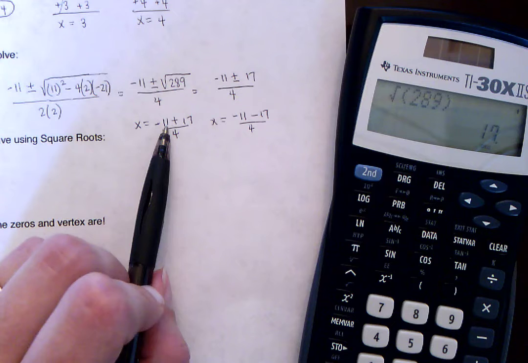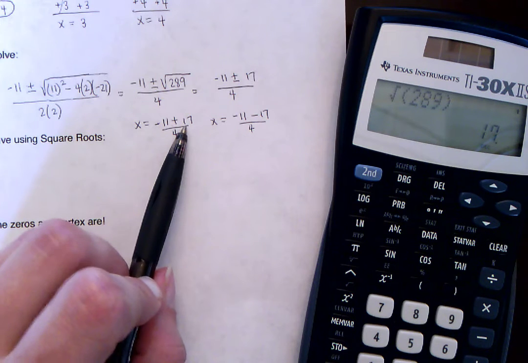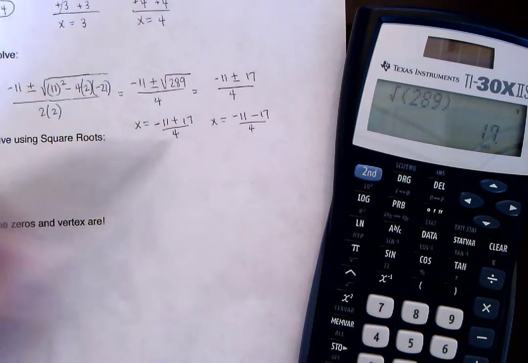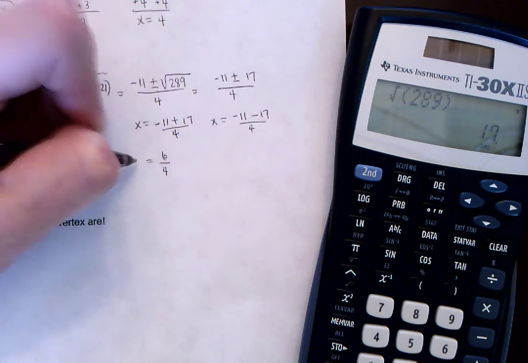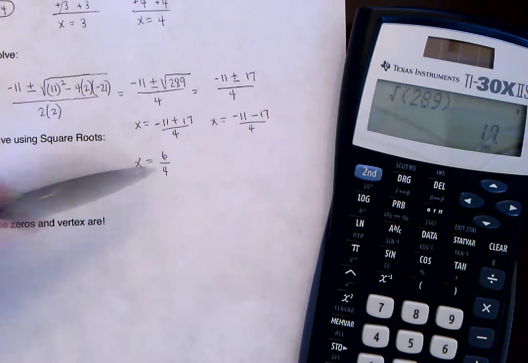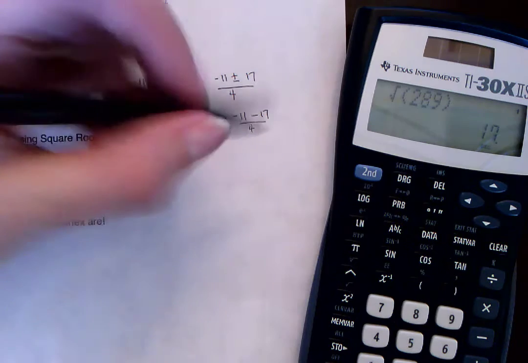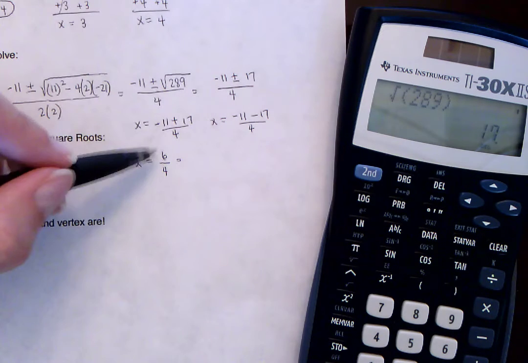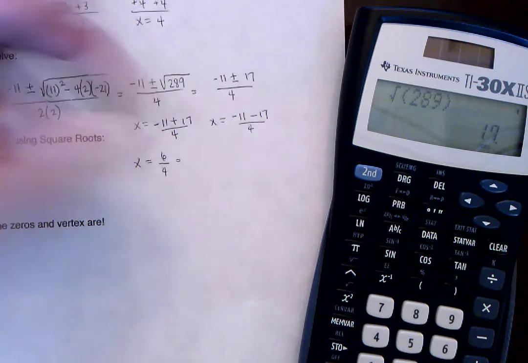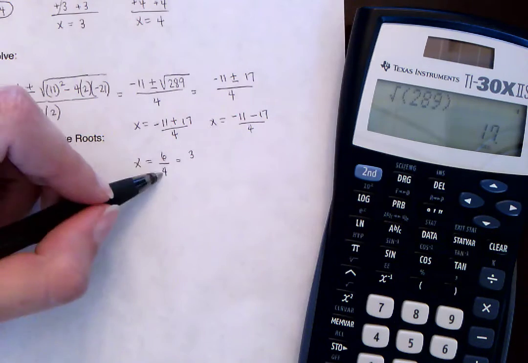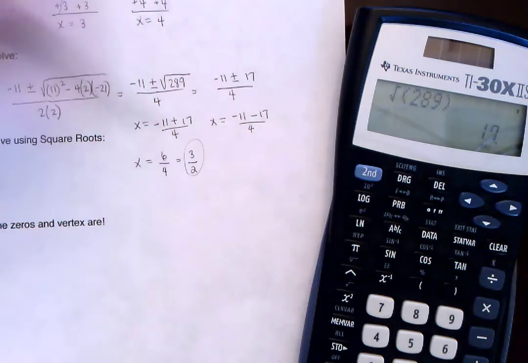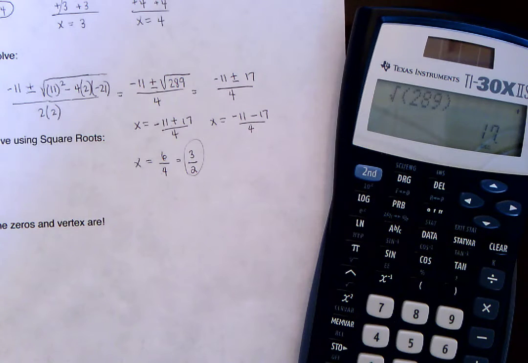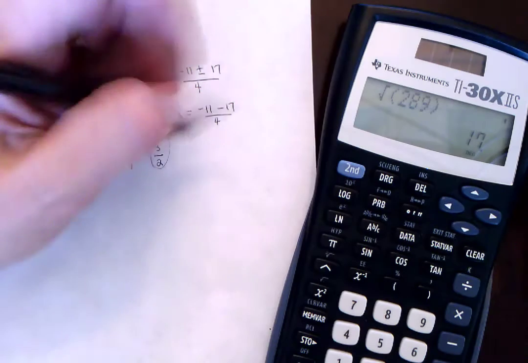So negative 11 plus 17 is 6. And 6 over 4, we just want to reduce that basically, but that's really our answer. But 6 over 4, if we divide 6 by 2, we get a 3. And if we divide 4 by 2, we get a 2. So 3/2, that's one of our answers. And then we just have to do the other one.